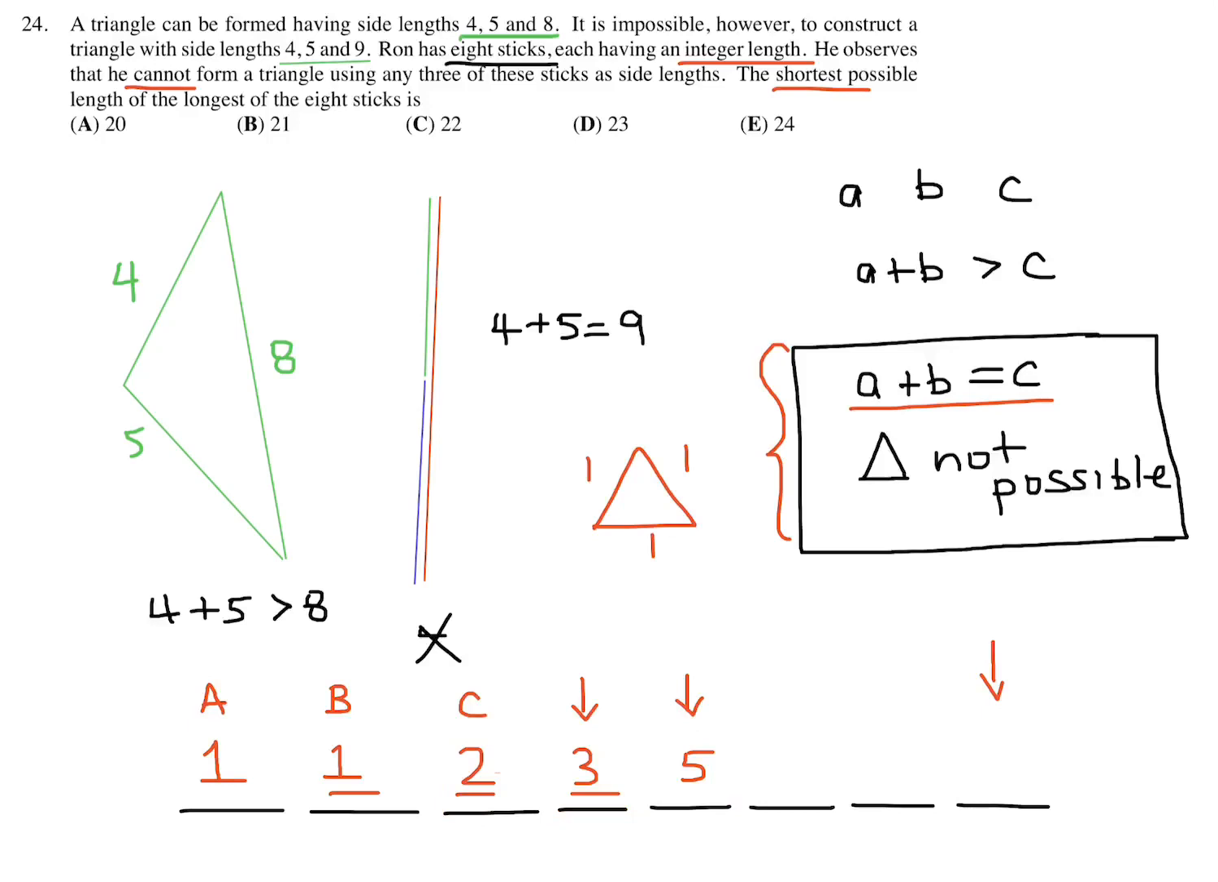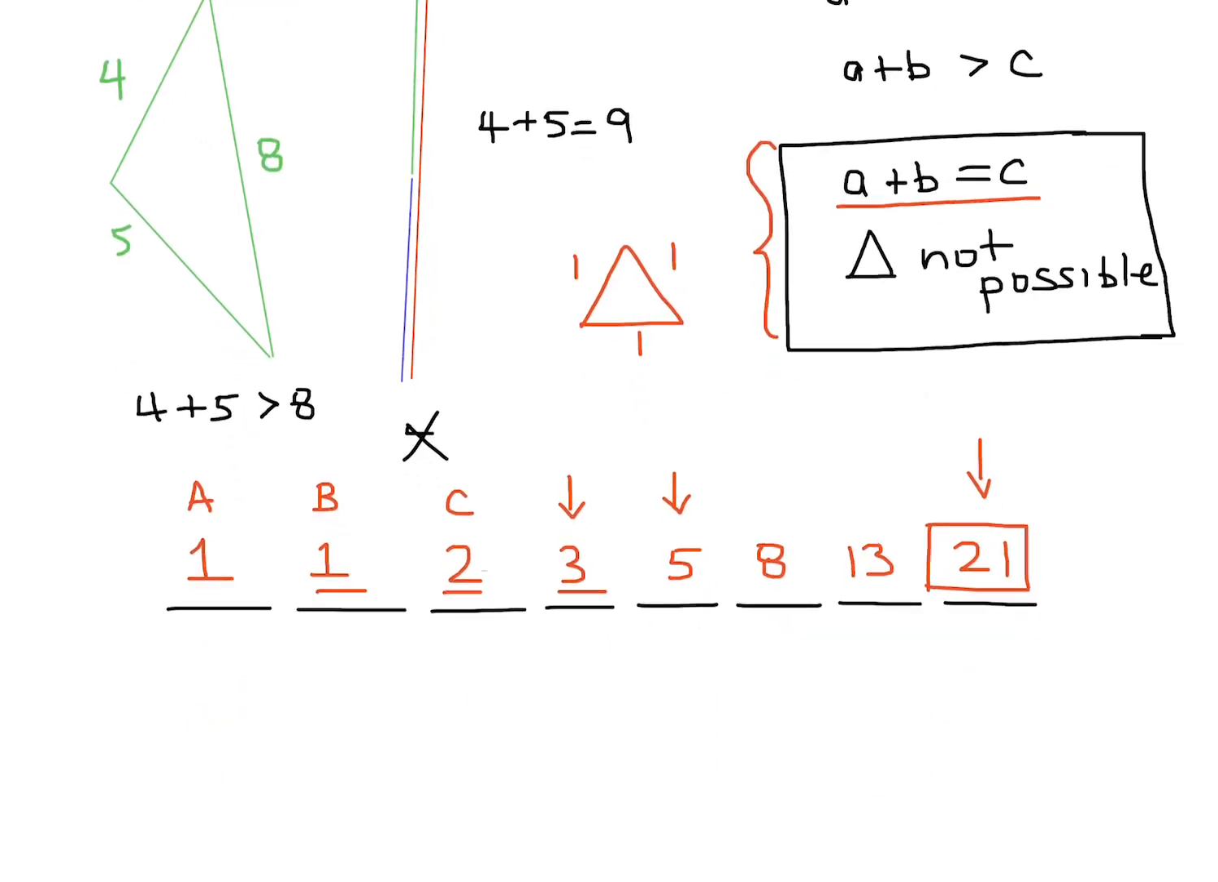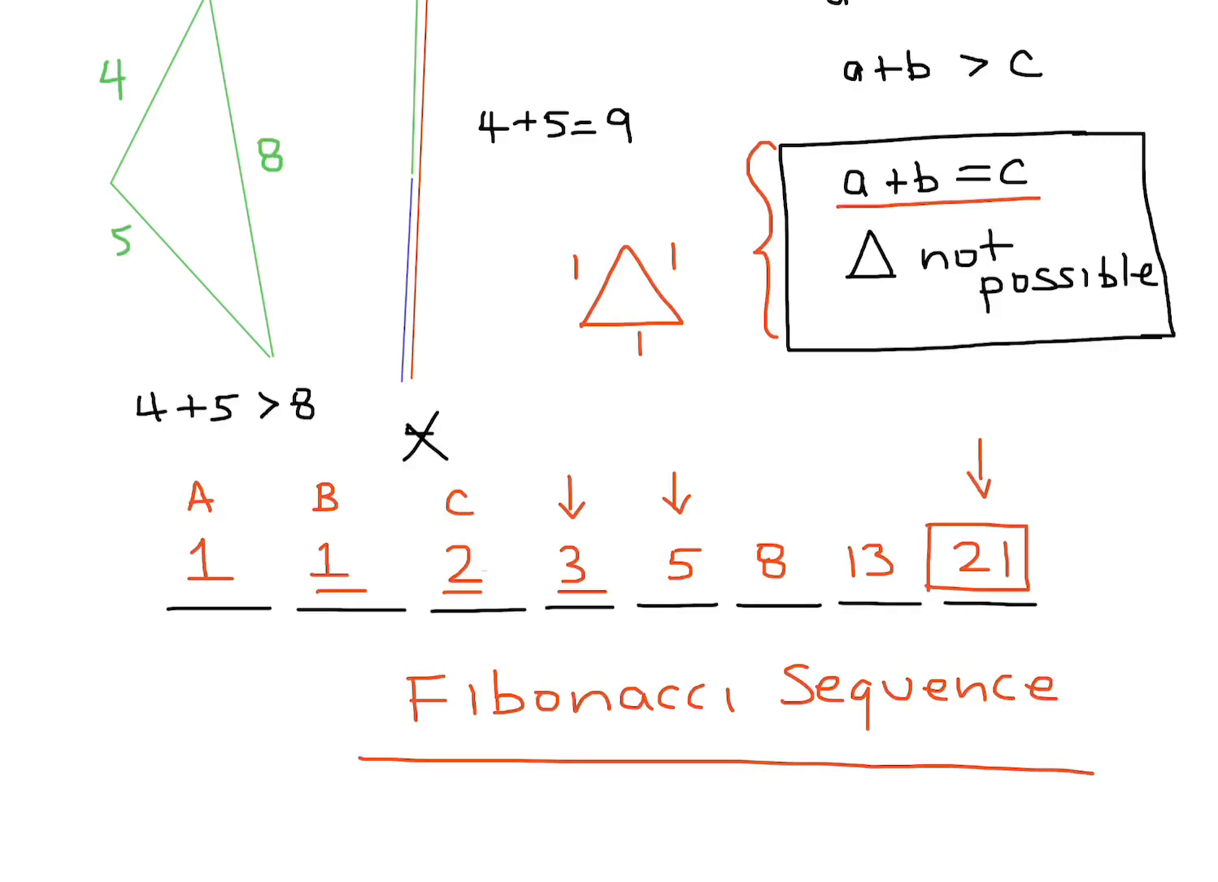And very similarly, you just keep going like that. 3 plus 5 is 8, 5 plus 8 is 13, and 8 plus 13 is 21. So 21 is the length of that final stick, which is the longest stick, and 21 is the shortest possible length of that longest stick. So that would mean choice B. And if you're interested in these types of sequences, this is called a Fibonacci sequence. And if you want to become better at these kinds of questions, please read about this on the internet.